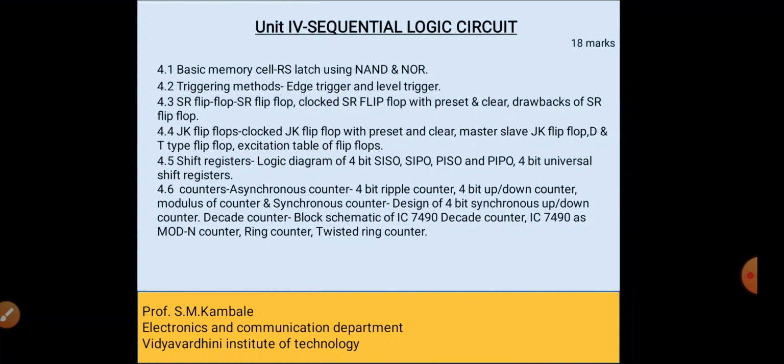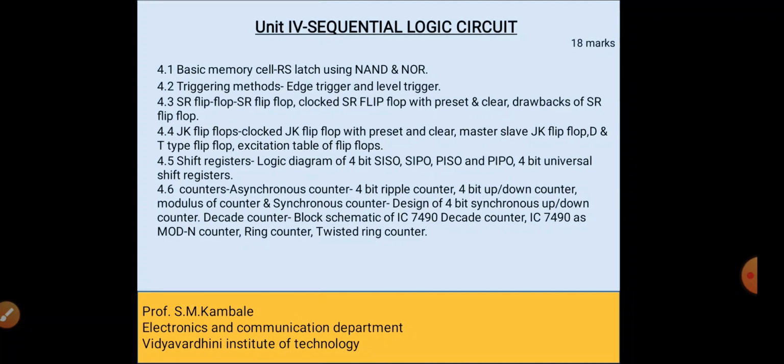Like this, the clock signal has its edge or its level. In edge triggering also there are two types. One is positive edge triggering and the second is negative edge triggering. Similar to this, in level triggering there are also two types. One is positive level triggering and the second is negative level triggering.